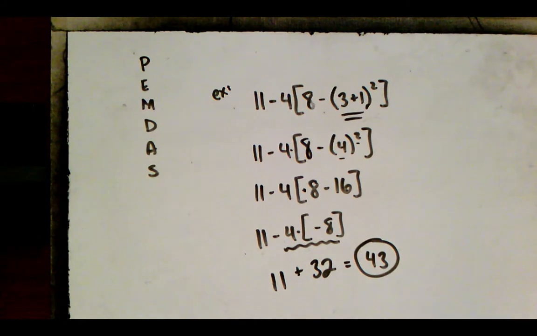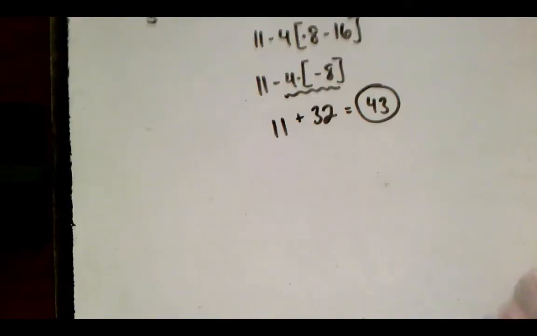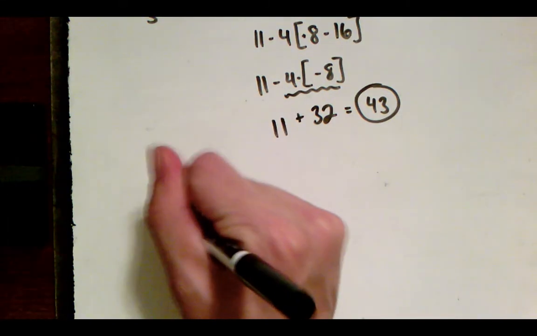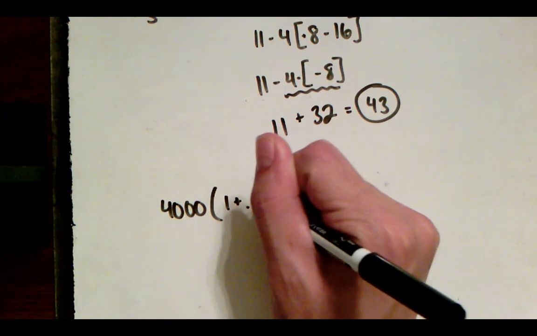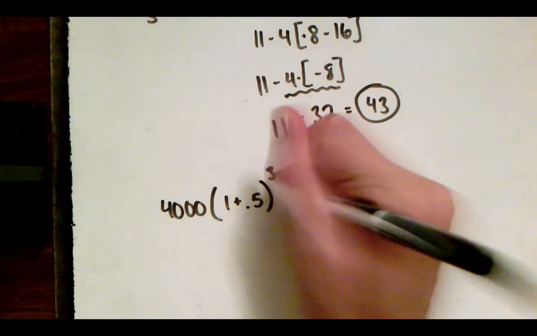Do two more. About 4,000 times 1 plus 0.5 to the third power.